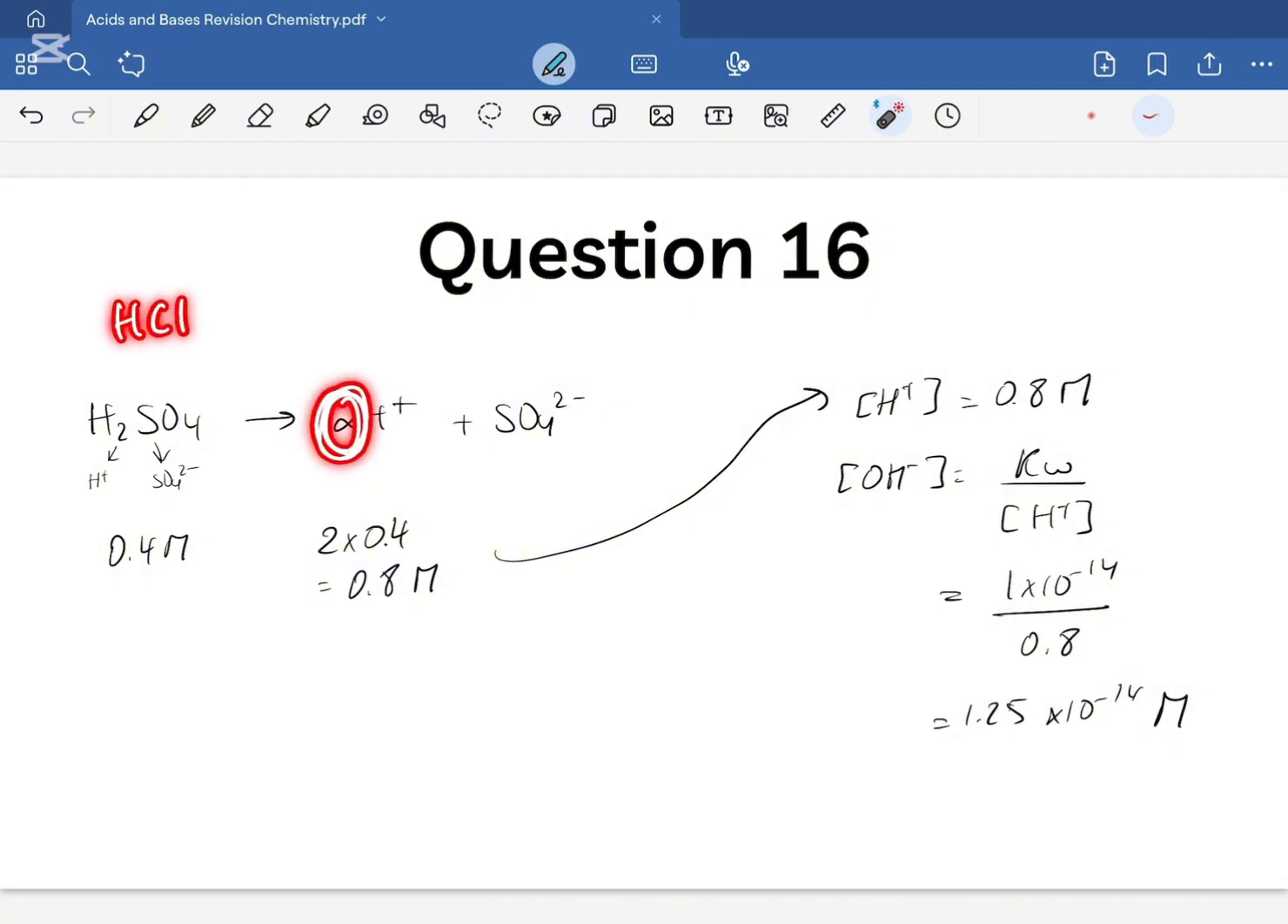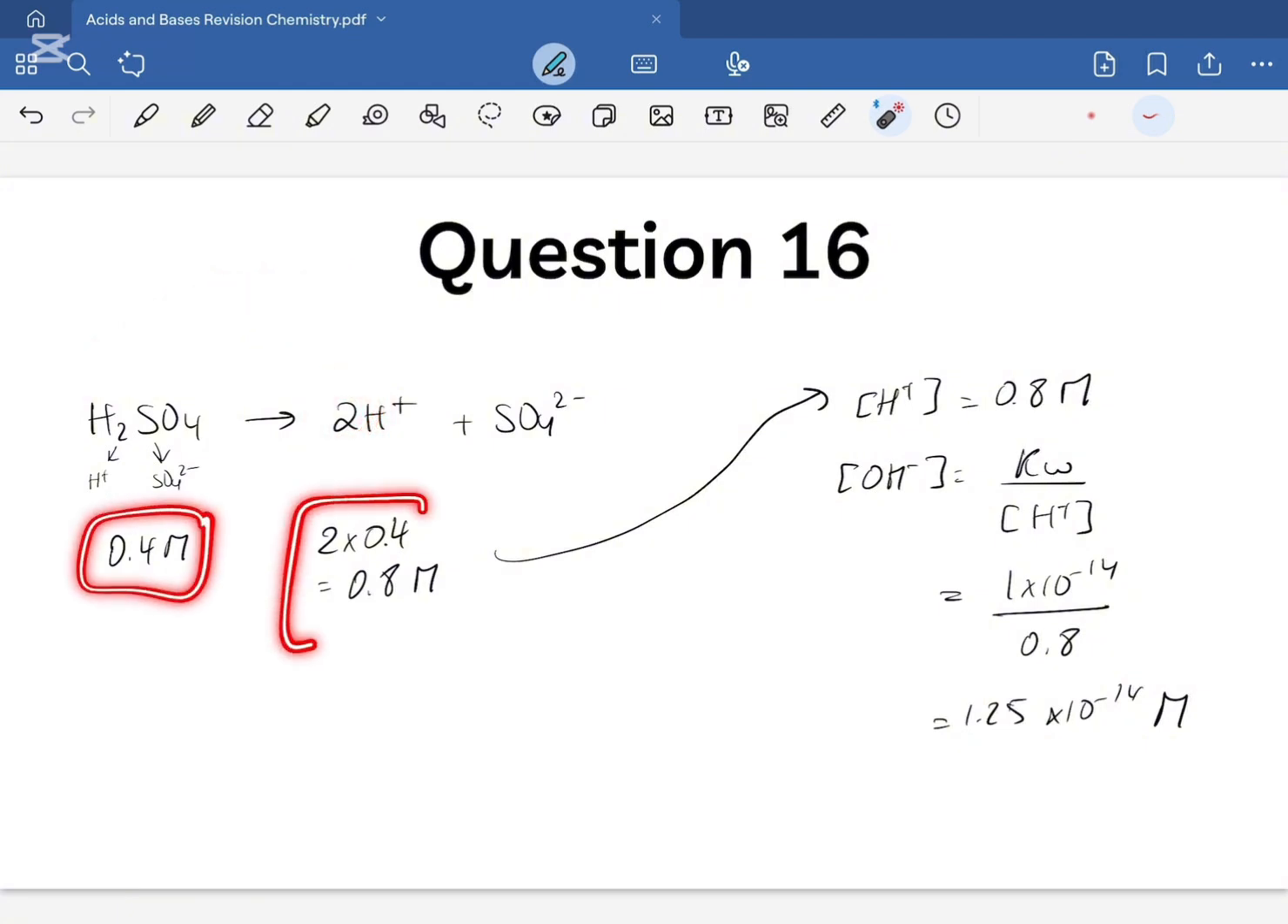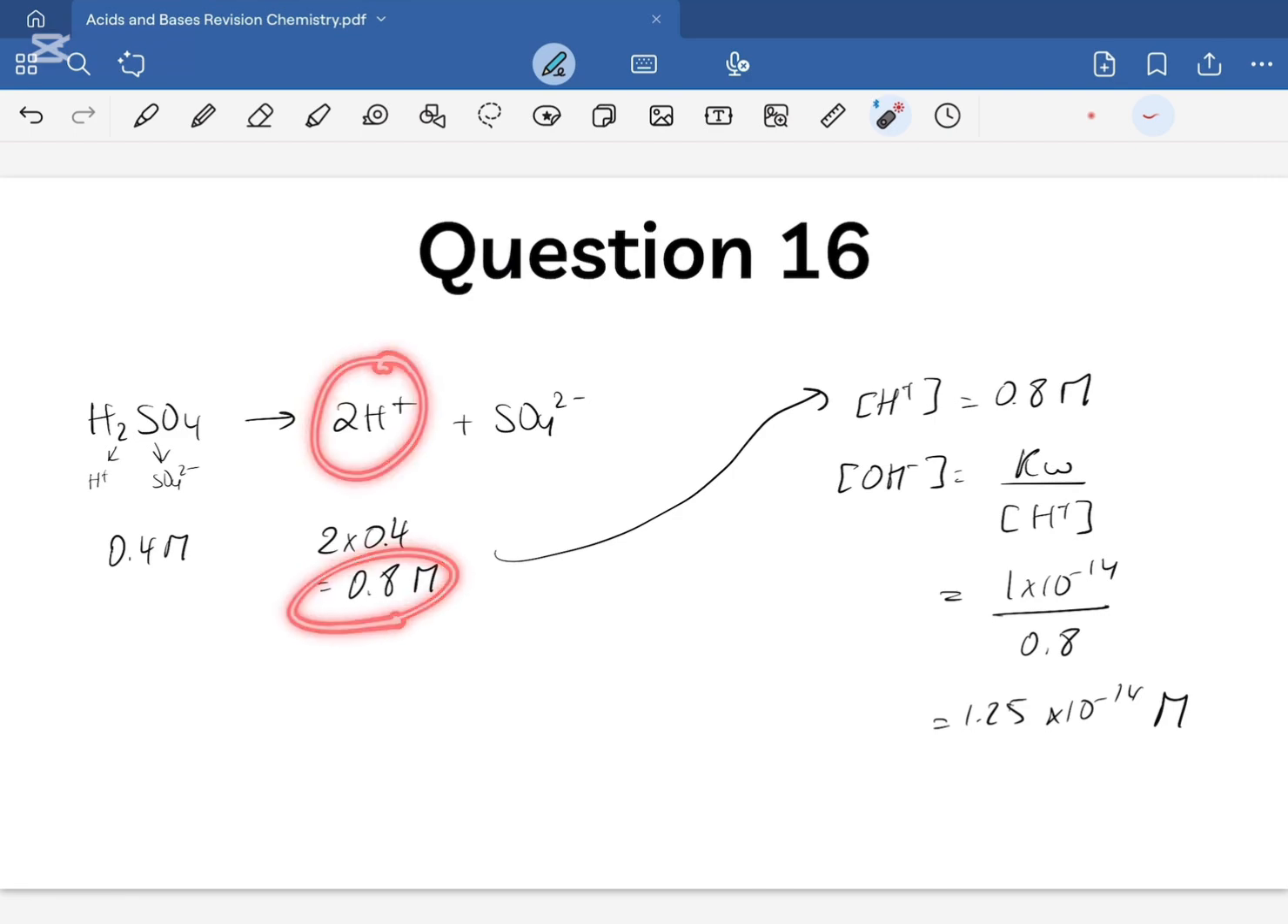Now for HCl, it will be, for example, H+ and Cl−. There's no need to put a 2 over here. We shouldn't put a 2. However, for H2SO4, 2 H+ ions will be released, so we need to put 2 over here. So if this is 0.4 M, this will be 2 times 0.4, which will be 0.8 M for the H+. These acids release H+.